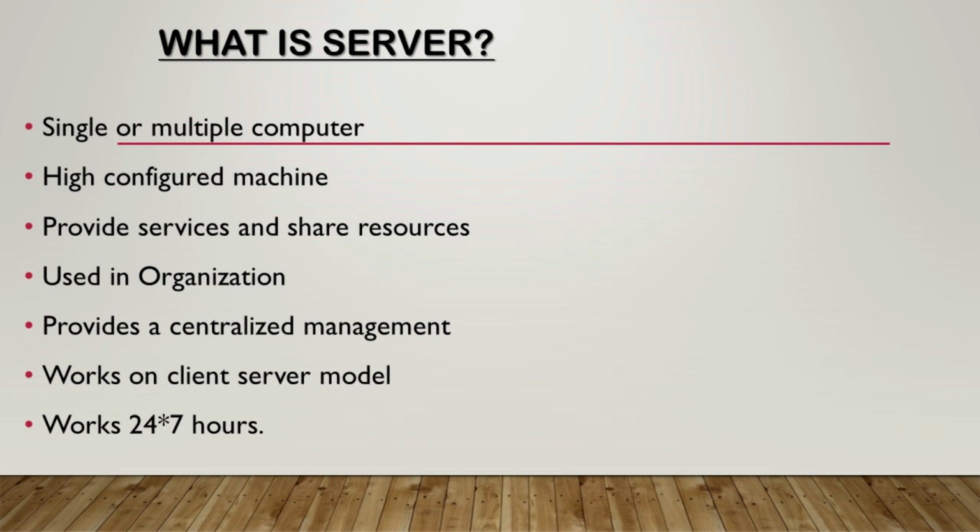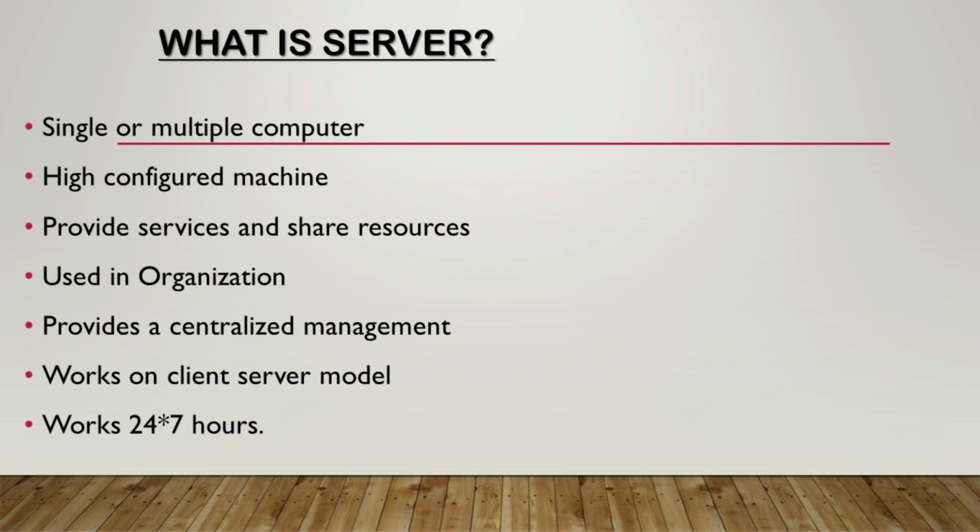As we earlier discussed in networking, we have two types of network according to the network configuration, that is peer to peer and client-server. So it works on client-server and it works 24 by 7. Suppose we have google.com, sorry, facebook.com, so all of it works 24 by 7, and it also depends on the company's purpose.